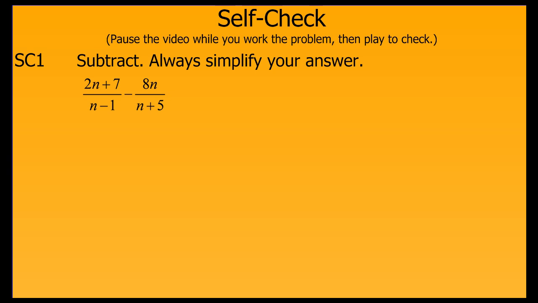Now for the self-check section. In this section, you're going to physically pause the video as you work out the problem on paper in your notebook. Then you'll press play to check to see how you did. You'll have 5 seconds to pause the video after I stop speaking before I show you the solution. Please pause the video now, work out the problem, then press play to check.